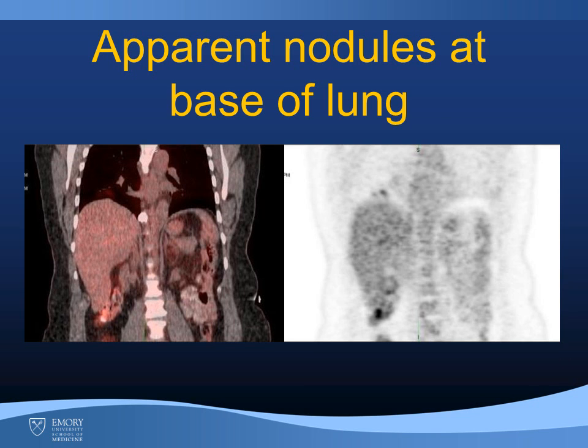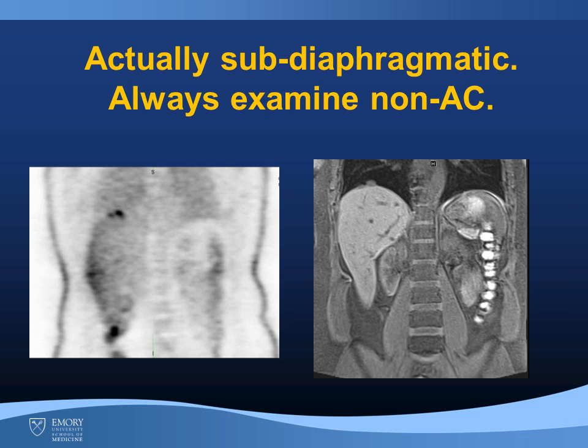Here we have another case of misregistration at the base of the lung. There is apparent activity in the attenuation-corrected PET at the base of lung, looking like perhaps there's a lung nodule. But when we look at our non-attenuation-corrected images, we could see that these nodules are subdiaphragmatic, as also demonstrated on the MR.